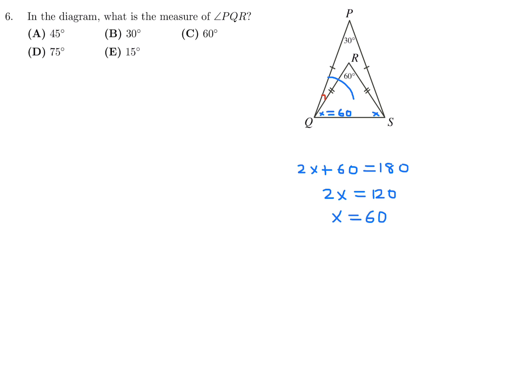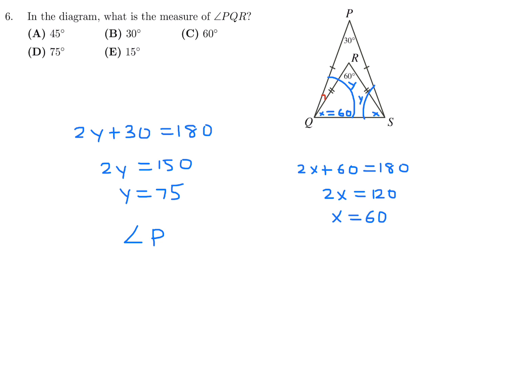So this angle and this angle are the same. If I call this angle, let's say y, that means this angle also is y, right? So 2y plus 30 this time is equal to 180 in that big triangle. So therefore 2y is equal to 150, y is equal to 75. And then finally our angle PQR, in terms of my labeling, is y minus x. So y is 75, x is 60, so that is equal to 15. So number 6, the answer is E.